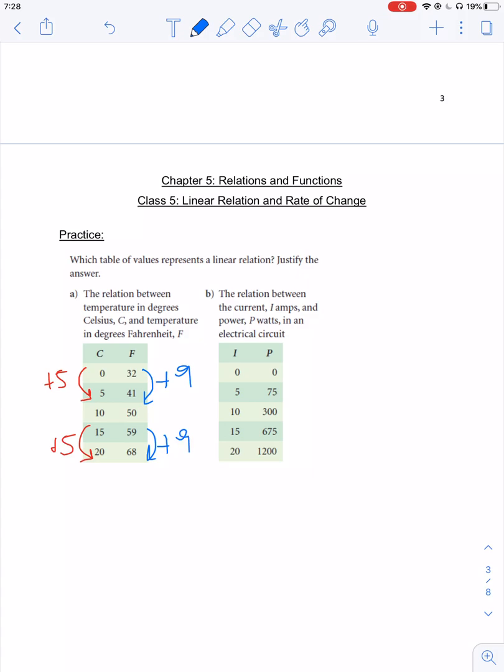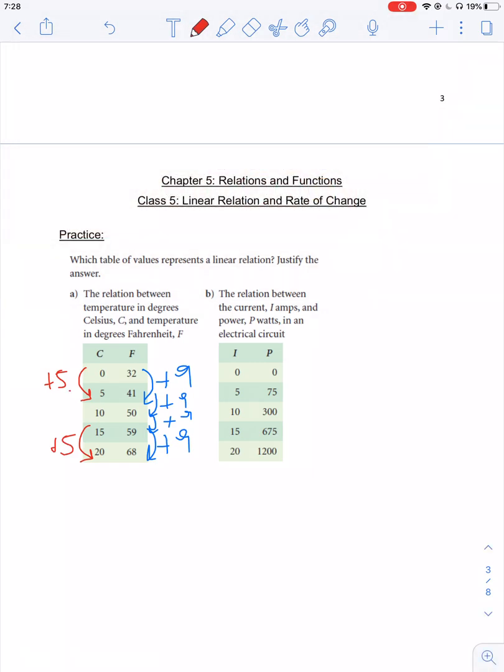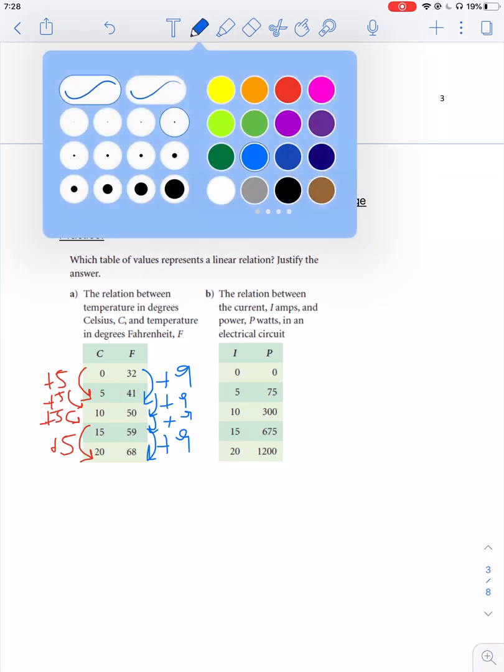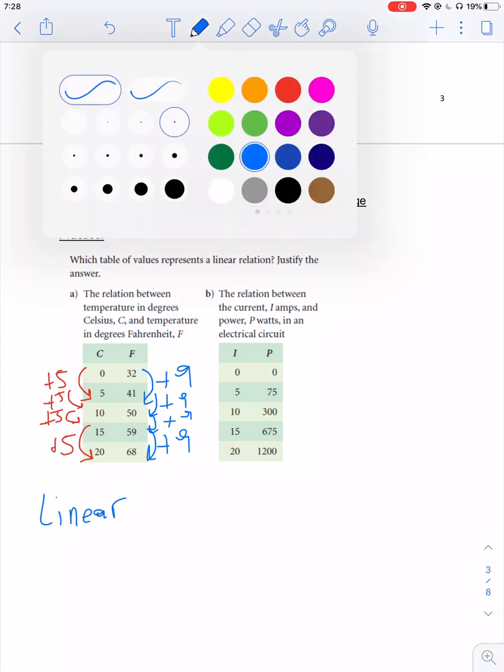I don't have the time to do this, but if you work this out, you'll see that the change in y is always plus 9, and the change in x will always be plus 5. So plus 5, plus 5. So this is a linear function. Now this one probably will not be linear, but let's see.